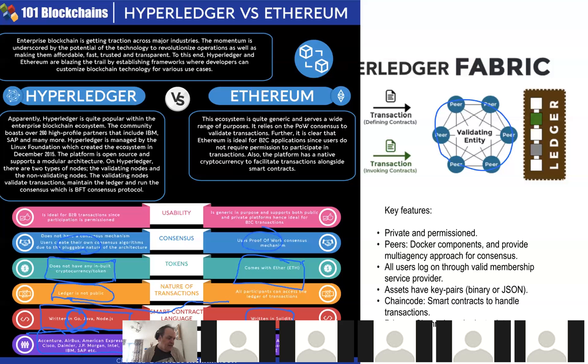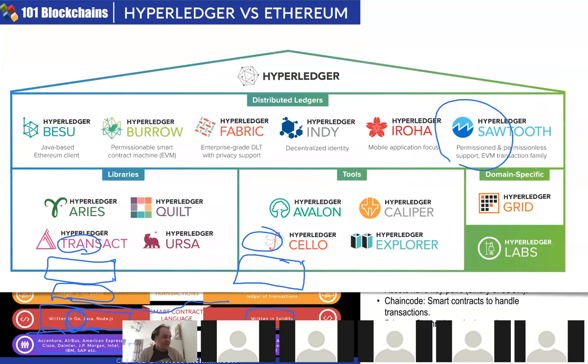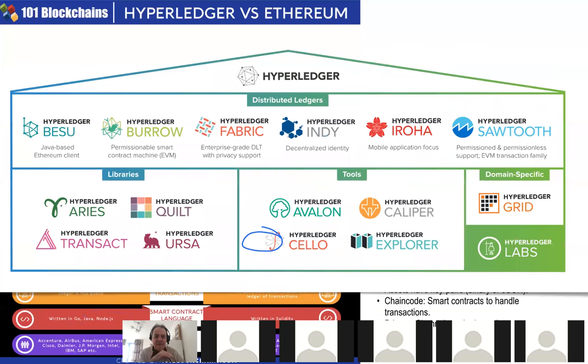Over here in Ethereum, we have JP Morgan, and Santander is looking at the Ethereum network. Many companies are looking at both, but it seems that Hyperledger is taking off mainly. And Hyperledger itself has different communities looking at different things.